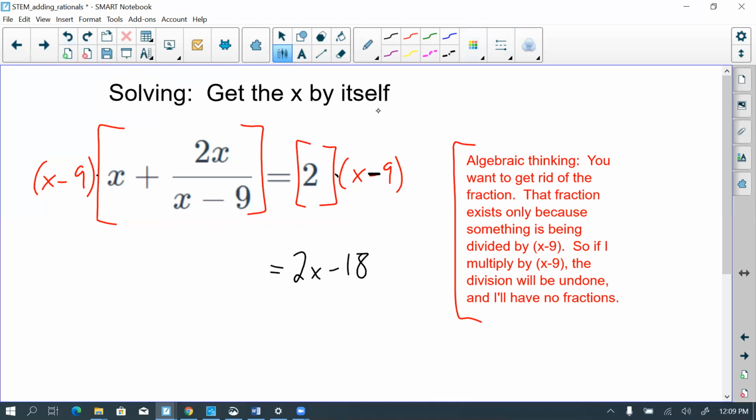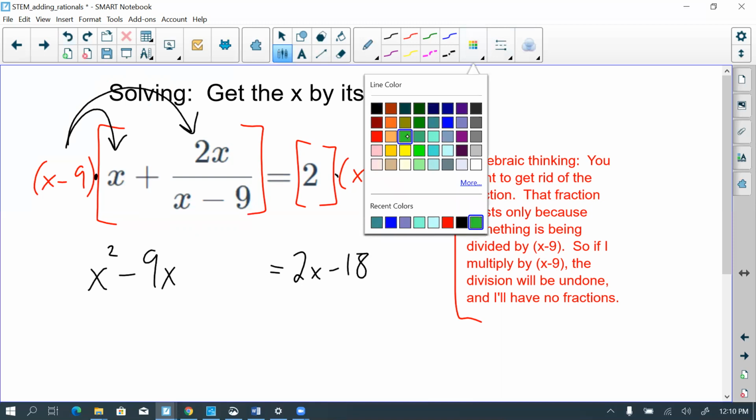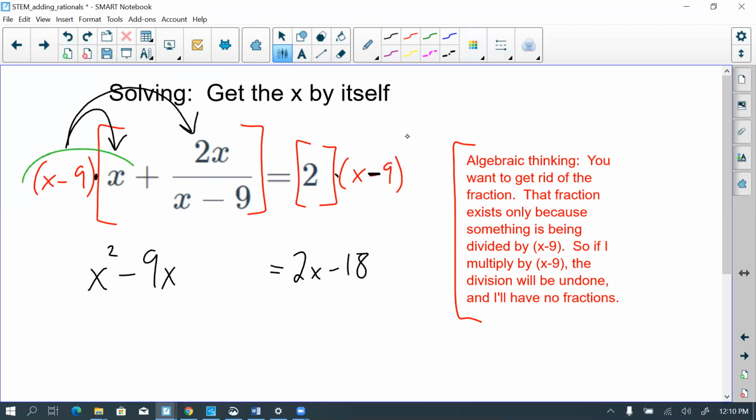Same thing over here. You are mixing multiplication with addition. So you have to distribute x minus 9 times x minus 9 times that. Well, x minus 9 times x is x squared minus 9x. Just let that sink in. When I multiply these two things, I get this. I get x squared minus 9x.